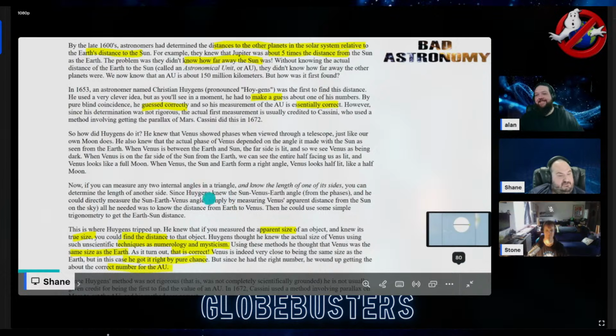Now, it doesn't matter that he used numerology, that's mysticism. So lucky. That's insane. To the scientific consensus, it doesn't matter how he arrived, via his techniques of numerology and mysticism, at the size of Venus. It just matters that he was super duper right.